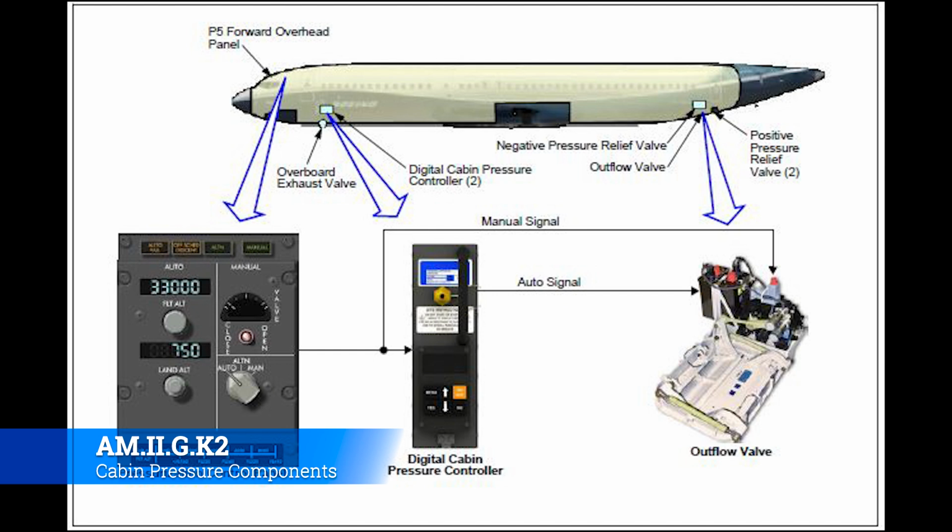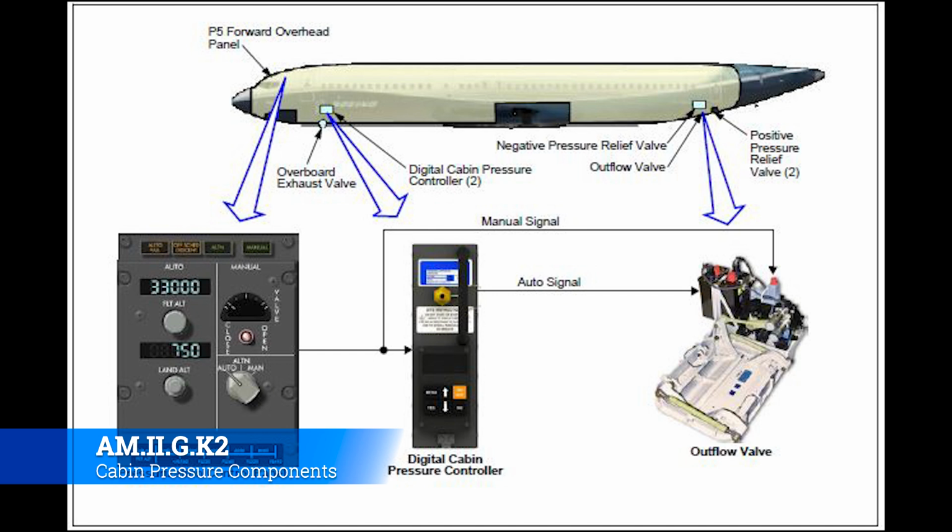Notice that you have a pressurization control panel. It's very similar to the one that we looked at with your manual control of the outflow valve on the top right, and then you have a selector there. You can put it on auto or manual. You put your landing altitude in, and then your cruise altitude. And there's a series of cautions and warnings that can be illuminated. And this is all on the P5 panel overhead.